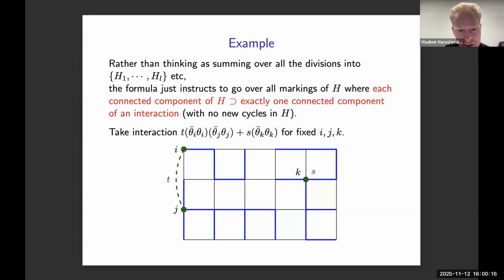So here I draw the vertices i, j, and k. You see that in this example, there are three connected components, three trees. There are only trees here, no loops. And every tree is marked by exactly one point. Here there is only i, here there's only j, and here there's only k. Now, i and j belong to the same interaction, but it doesn't matter. What is important is that every connected component has only one connected component from the subgraph. Is it clear? Any questions about this description?